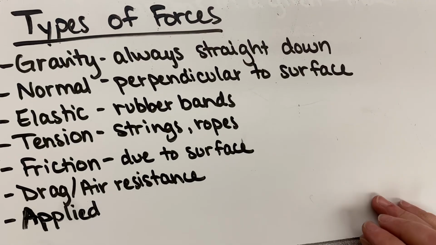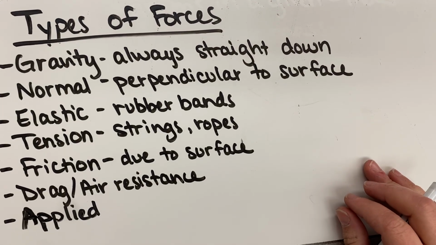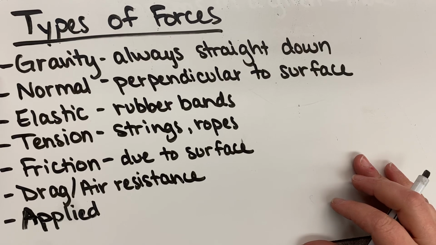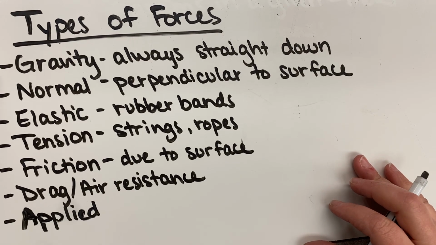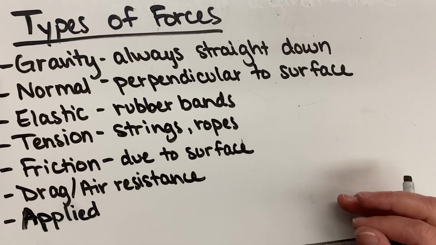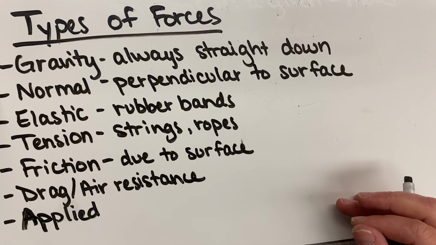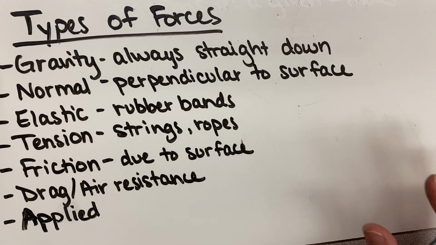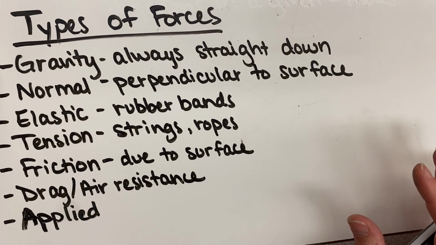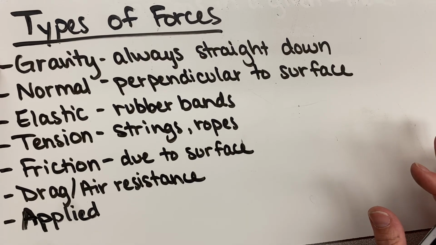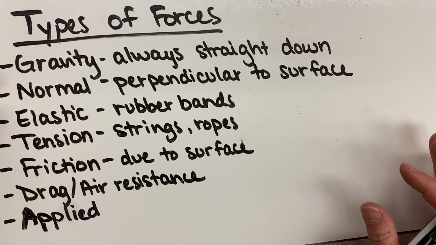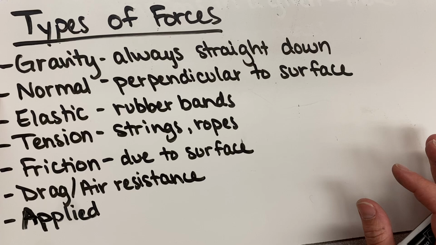All right, so we're going to be getting into types of forces. Types of forces include gravity, which always pulls straight down. Doesn't matter where you're at, we're considering it straight down. Normal, well, we're not considering situations in space for the majority of the stuff we're talking about. That would make things a little bit different. Normal is perpendicular to the surface.